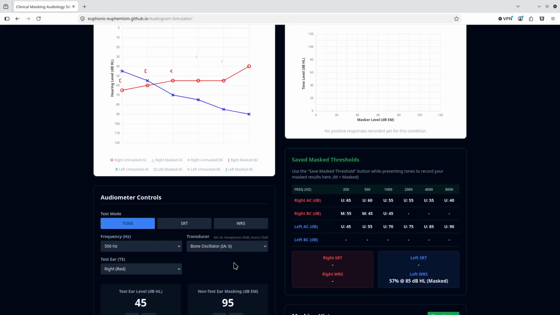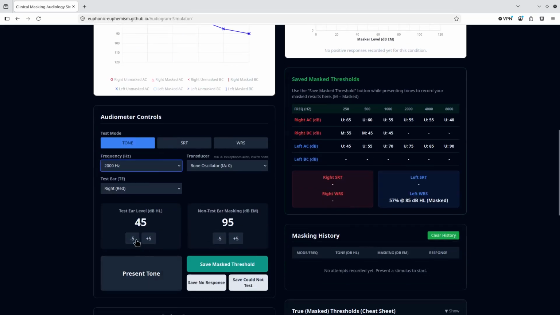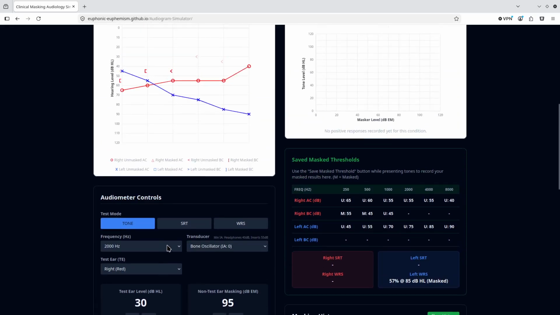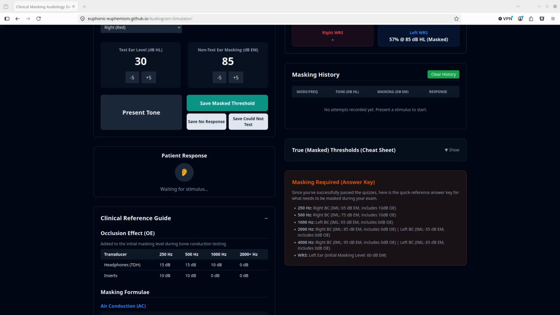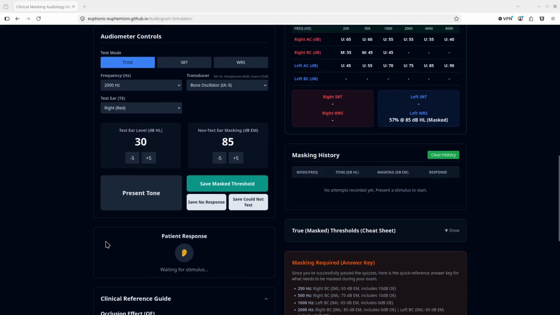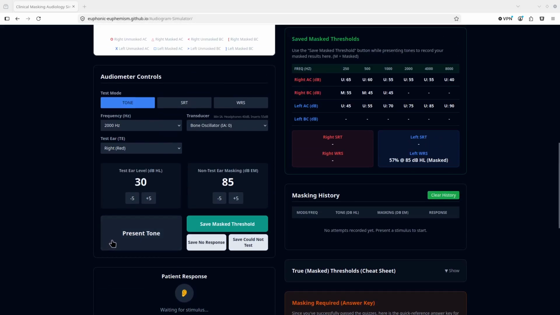And we don't have to mask at 1,000 hertz in the right ear, but we do have to mask at 2,000 hertz in the right ear. So at 2,000 hertz, we're going to start at 30 dB. And then our noise is going to be 10 above, so 75 in the non-test ear plus 10 is 85. And we have no occlusion effect to add because we're at 2,000 hertz. So there's no occlusion effect to add.